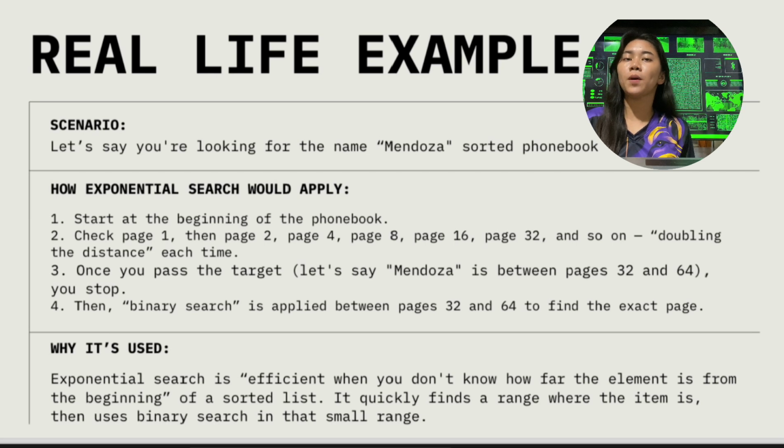Once we jump to a page where the name is past Mendoza, let's say we reach page 64, and the name starts with N, we know that Mendoza must be between pages 32 and 64. From there, we use binary search in the smaller section, pages 32 to 64, to find the exact page with the name Mendoza. So this method is very efficient because instead of checking every page, we quickly narrow down the search area, then find the exact match.